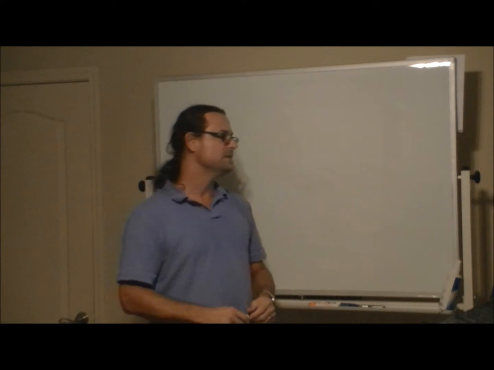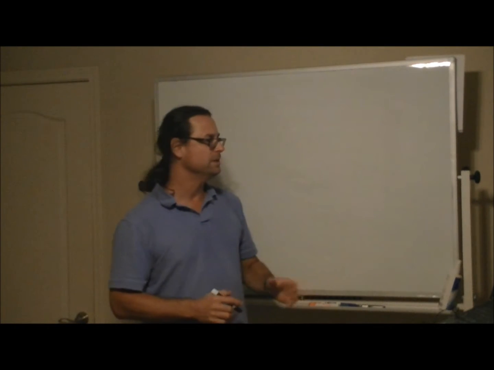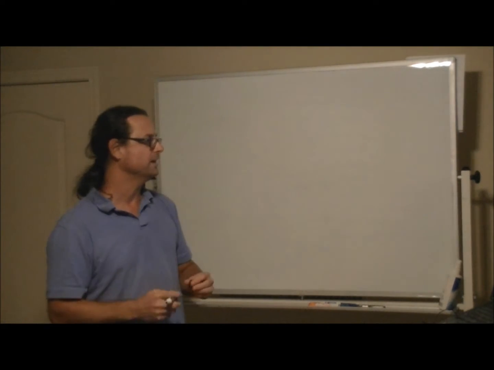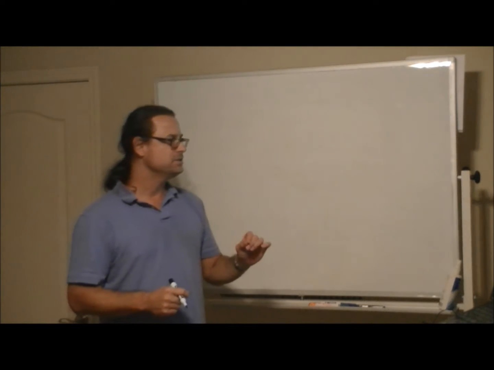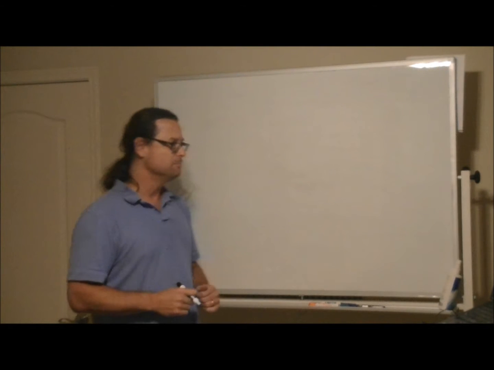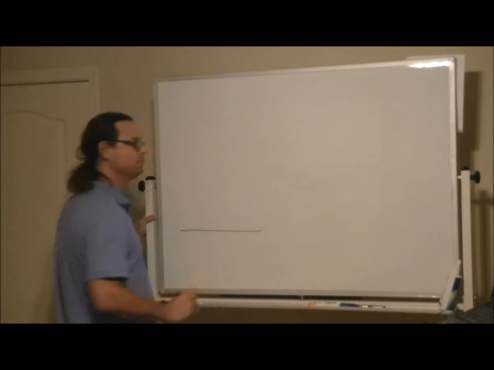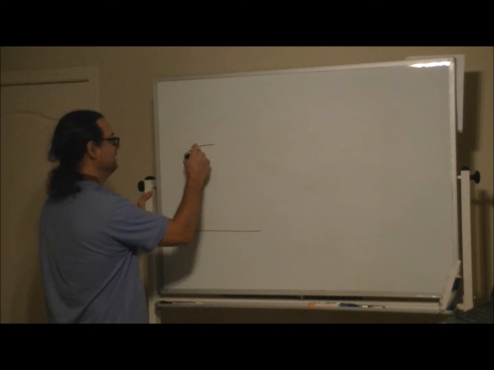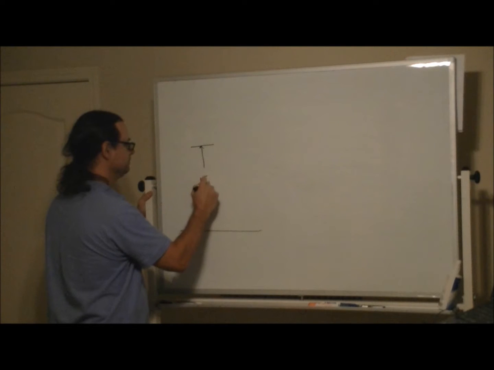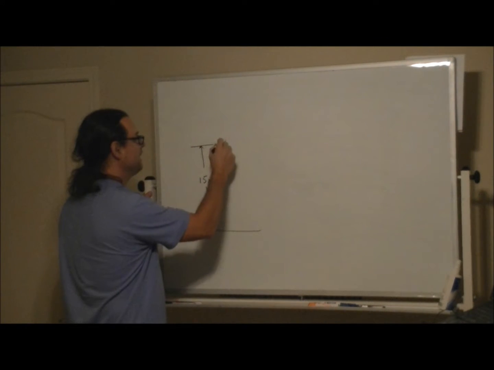Okay, so the next problem says, on Earth, a ball is thrown straight downward with an initial speed of 1 meter per second from a height of 15 meters. And then what is the speed 0.6 seconds after it's released? So as usual, we want to draw a good picture. So the initial height is 15 meters, and the ball is thrown straight downward.